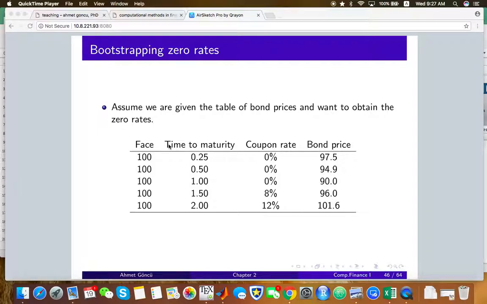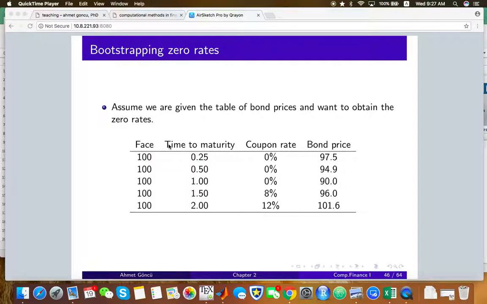And zero rates are, of course, useful in calculating the present value of any kind of cash flow. So that's a fundamentally important topic. If you start extracting the zero rates, you should start with the shortest time to maturity. In this case, it is 3 months time. The coupon rate is 0, and you are investing $97.5 in order to get a face value of $100 in 3 months time.